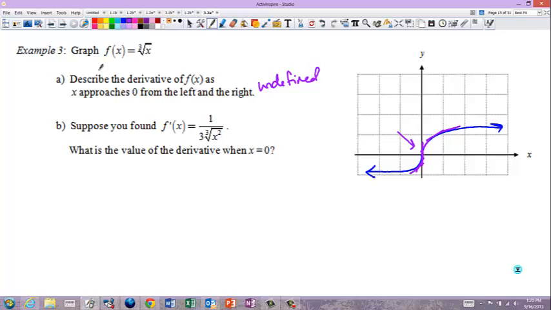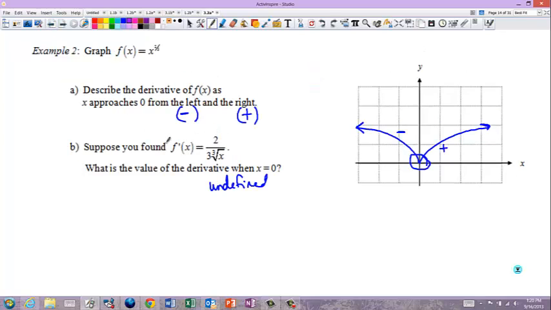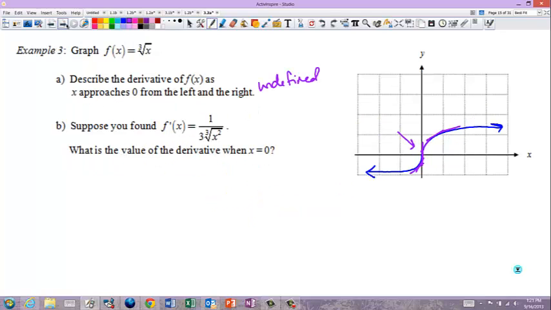So suppose you found, I'm just kidding, go back over here. The derivative is this. What is the value of the derivative when x equals 0? I actually found the derivative of the derivative, which was still undefined. But if I plugged it in, I would get 2 over 0, which is undefined. I read the problem wrong the first time. And then this one, the derivative of this is this, 1 over 3 times the cube root of x squared. What's the value of the derivative when x is 0? Well, it's 1 over 0, which is undefined. You cannot take a derivative at a vertical tangent line.